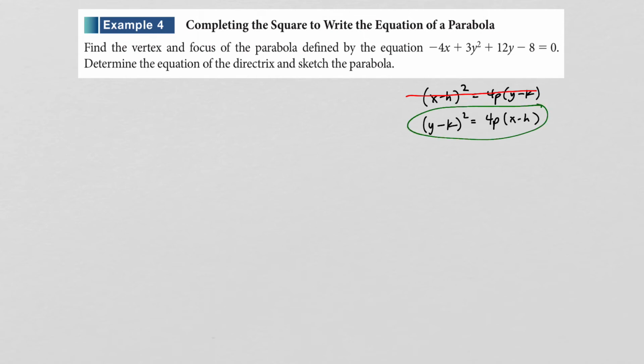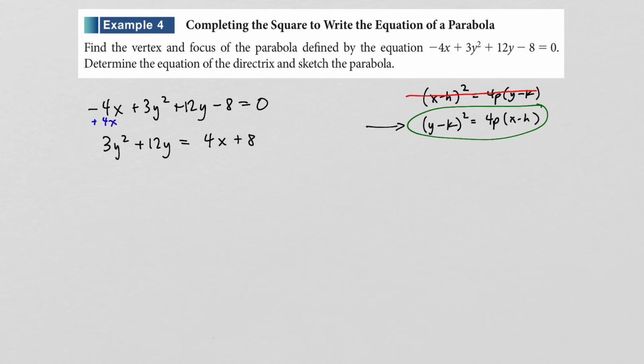So we're going to take the equation that was given to us, negative 4x plus 3y squared plus 12y minus 8 equals 0, and we're going to put it into this form. So I'm going to move all of my x terms and constant terms to the right side of the equation. This will give us 3y squared plus 12y is equal to positive 4x plus 8. So please note that I'm just adding 4x to both sides of the equation, and I'm adding 8 to both sides of the equation. And then we need to complete the square here.